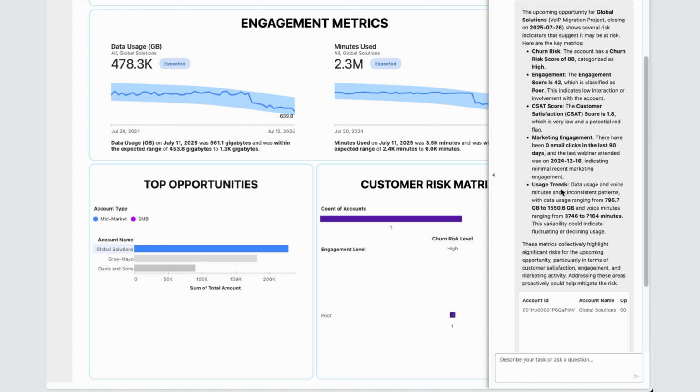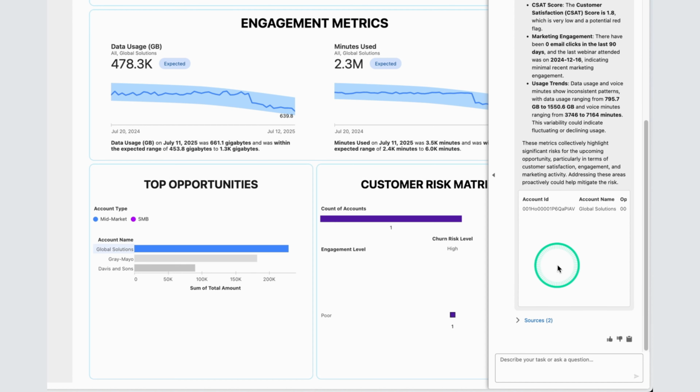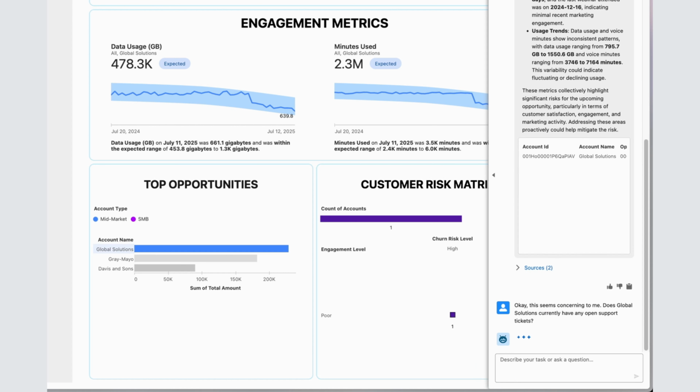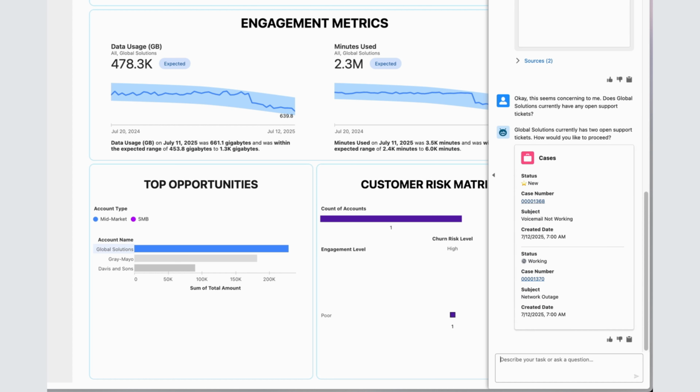And now I'm thinking, is there anything we can do to help this situation? And I'm curious to understand if there are any open support tickets currently for Global Solutions. Maybe there are some cases that we could get resolved quickly for them, because this opportunity is really at risk at the moment, and being one of the larger ones in our pipeline, I want to try and figure that out straight away. So I've gone back to AgentForce to try and understand if there are any support tickets open, and it's let me know that there are 2 open support tickets.